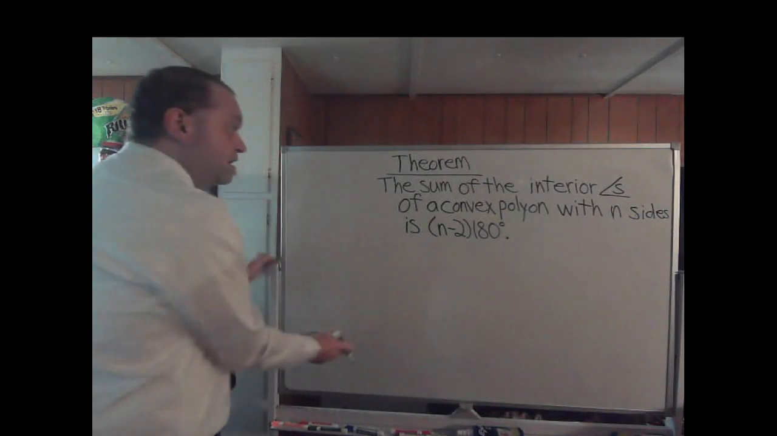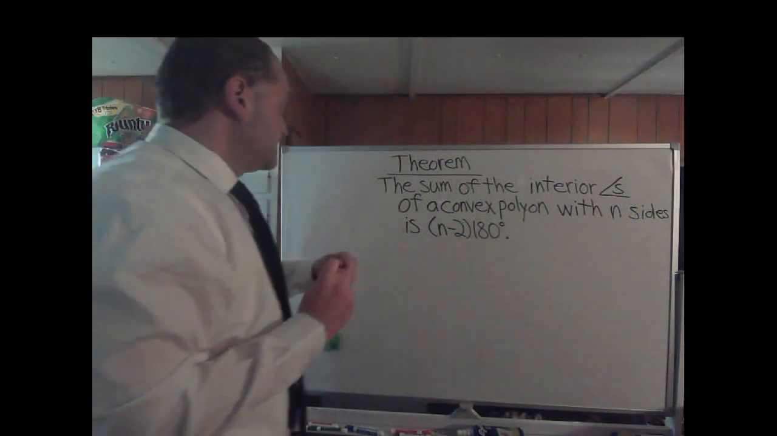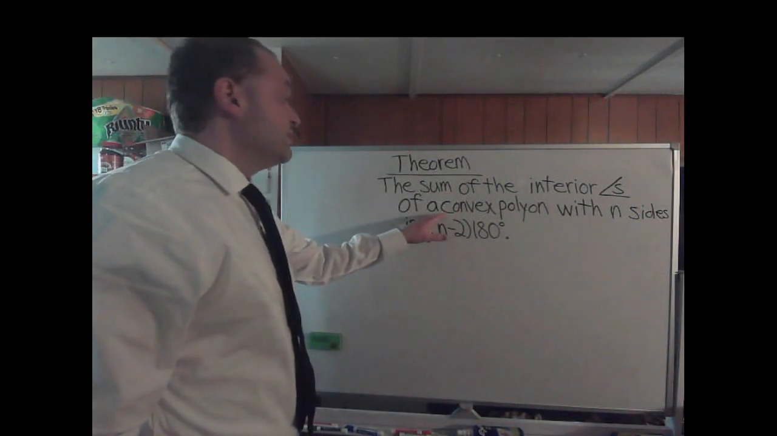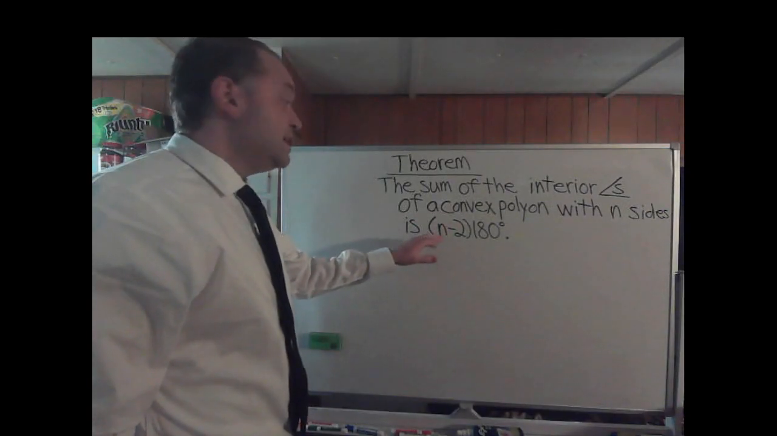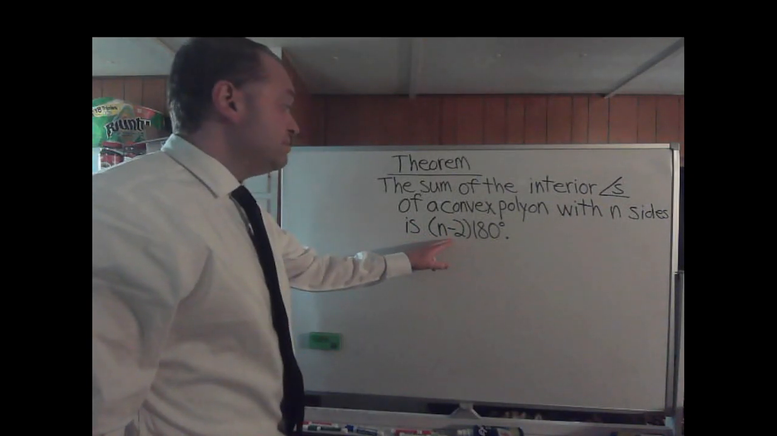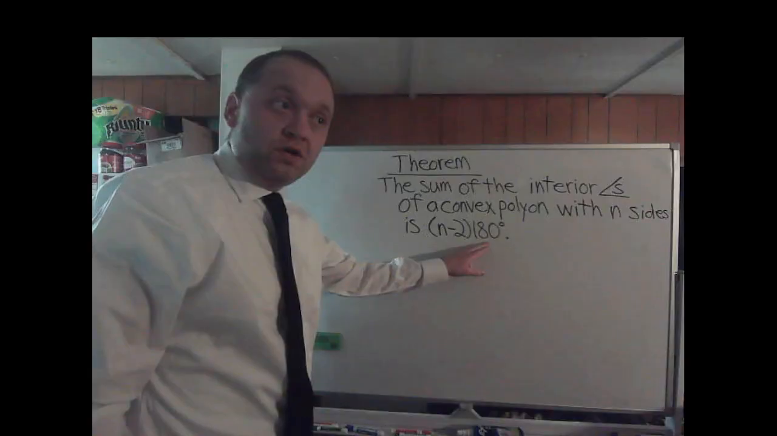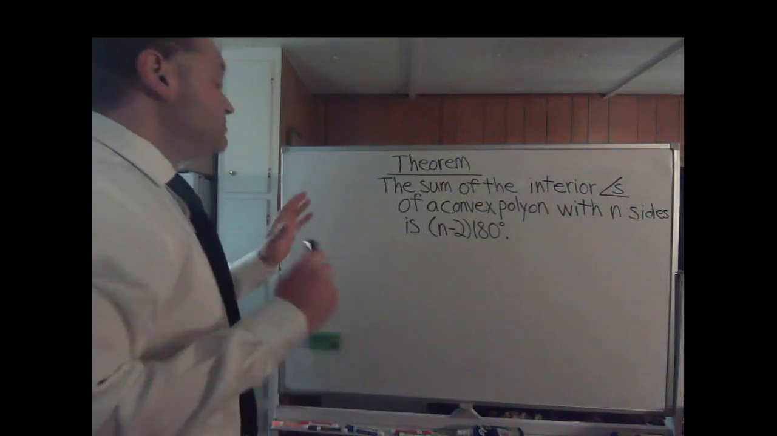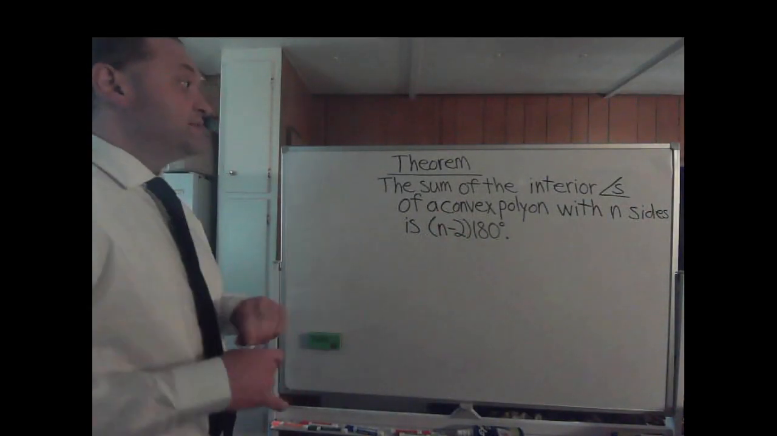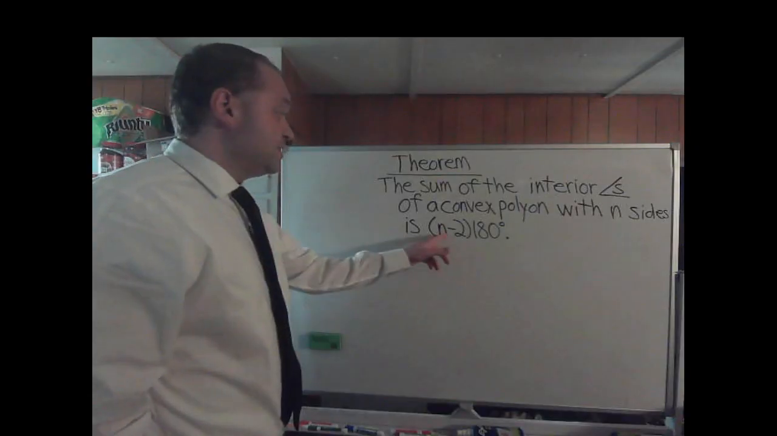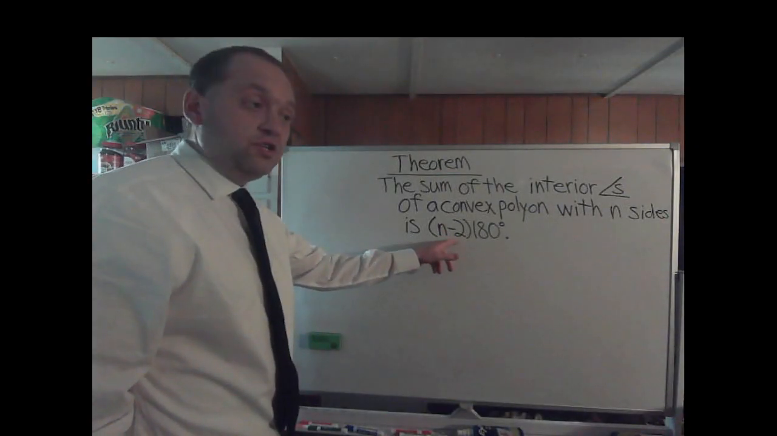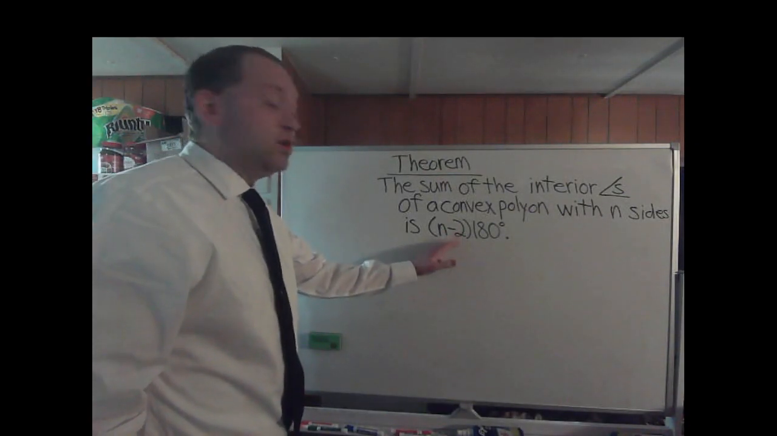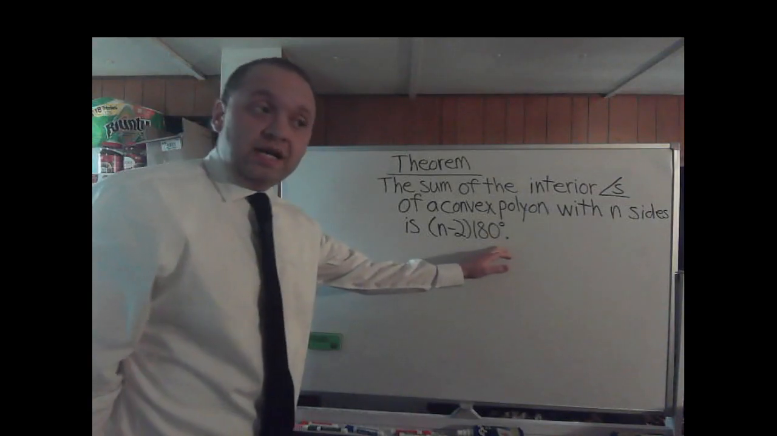Okay, so let's talk about that. The sum of the interior angles of a convex polygon with n sides is going to be the quantity of n minus 2 times 180 degrees. So, to find the sum of your interior angles, you take the number of sides it has, subtract 2 from it. Once you've done that, you multiply what you got there times 180 degrees.